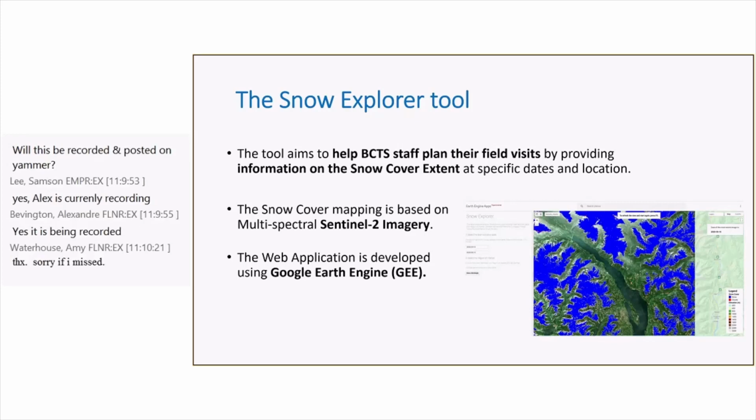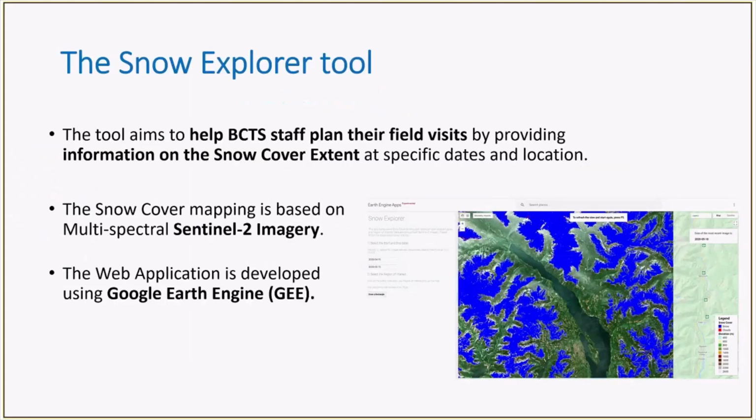The snow mapping approach implemented in this tool is based on Sentinel-2 imagery. In the coming slides, I will give more information on Sentinel-2 and the processing happening in the back end of the tool. The tool is published as a web application. It's developed using Google Earth Engine, which is a cloud-based platform for processing geospatial data. I will not cover details about Earth Engine today. It's a great tool. I think it deserves its own presentation, and I'm pretty sure it will be covered in the coming webinars.